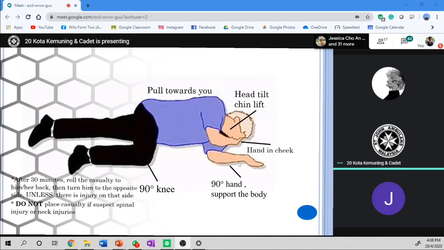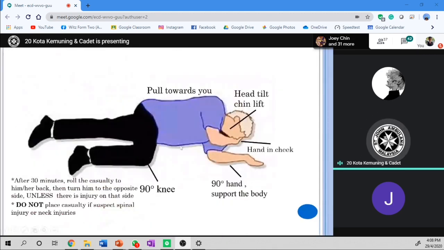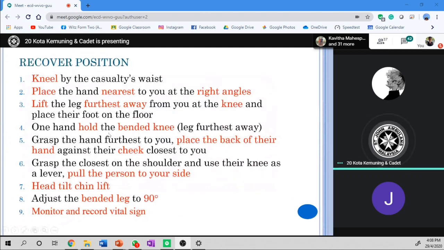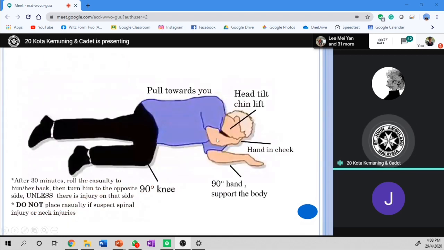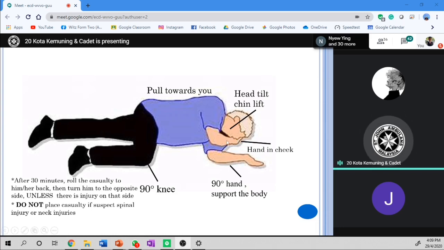So after that, you lift the leg furthest away from you. Basically, if you are here, theoretically the leg here is the furthest away from you, right? So you lift this leg up, and then hold the bent knee to support the casualty. And then you have a hand here on his cheek, like this. The farther hand, of course, comes in to the cheek. The nearest hand at 90 degrees, and the leg up already, right?